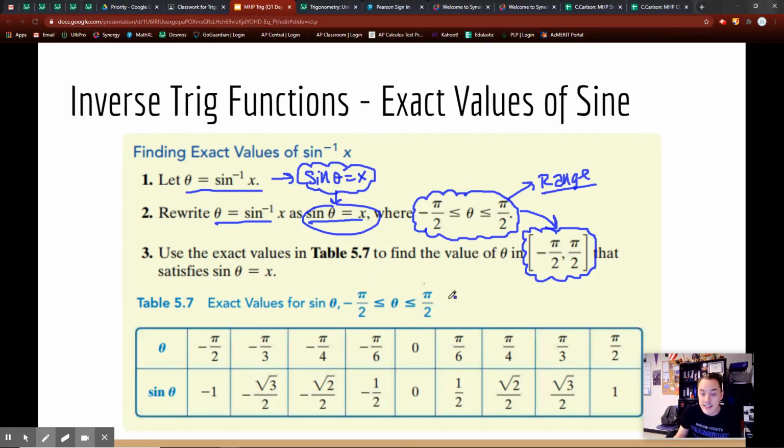It means these are the exact values. If your inverse sine function is restricted to only exist between these two values, negative pi over 2 to pi over 2, that means you only have a couple options on your unit circle. Really, you only have these options. So I would be writing this table down. This table is very beneficial.